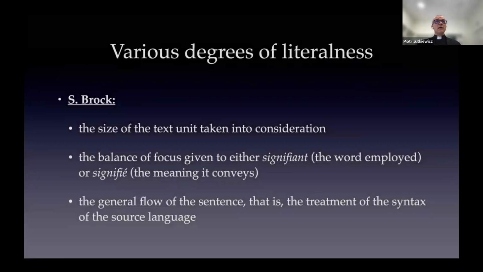Some scholars have endeavored to delineate with greater precision the various degrees of literalness of translations. Acknowledging that a continuum exists between free and literal, they have proposed sets of different criteria for analyzing and evaluating particular translations. Sebastian Brock proposed 3 areas of investigation: the size of the text unit considered, the balance of focus given to either the word employed or the meaning it conveys, and the general flow of the sentence, that is, the treatment of the syntax of the source language.